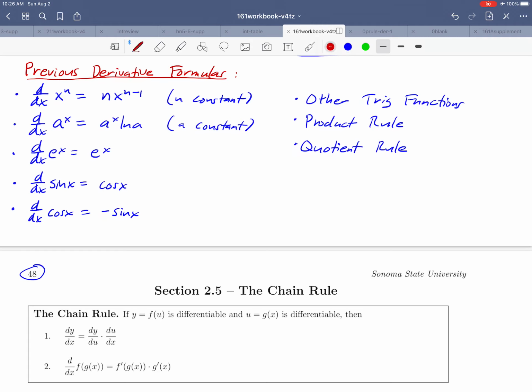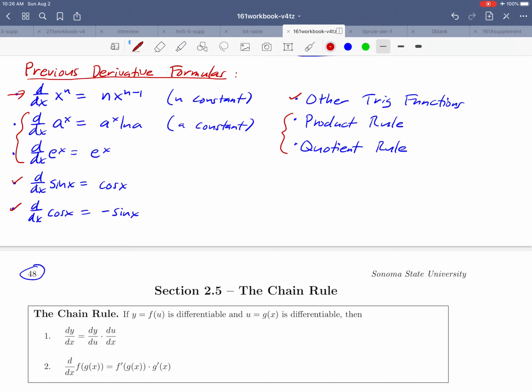Kind of working our way down it, we know how to take the derivatives of x raised to constant powers. That was the so-called power rule. Exponential functions, a to the x and e to the x, and then various trig functions, sine, cosine, and then we had formulas for some other ones. And then most recently, we talked about the product and the quotient rule, rules for taking the derivatives of products and quotients of functions.